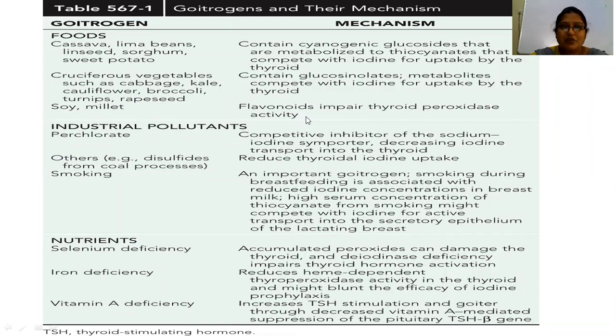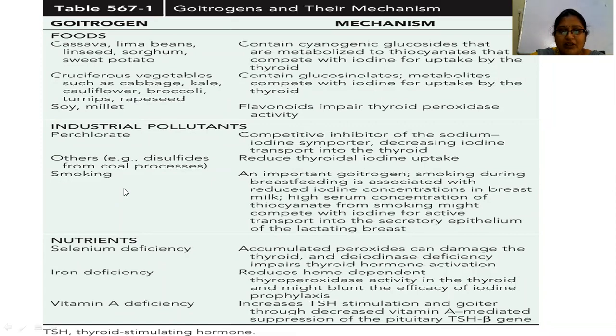So why should we know about these goitrogens? In any case of hypothyroidism, these things should be deleted from our diet. Then industrial pollutants like perchlorate. It is a competitive inhibitor of the sodium iodide symporter, decreasing iodine transport into the thyroid, and others like disulfides from coal processes. They reduce thyroidal iodine uptake.